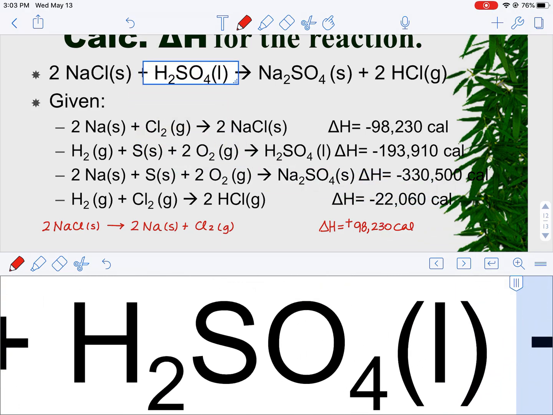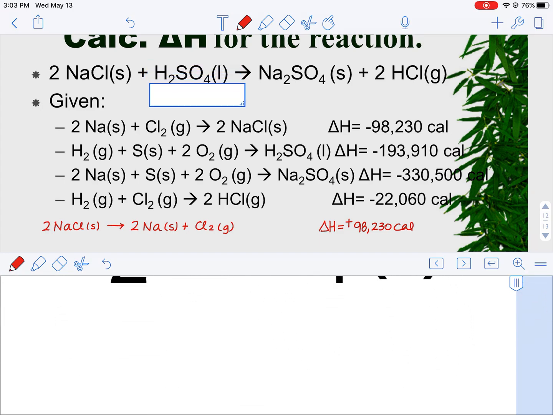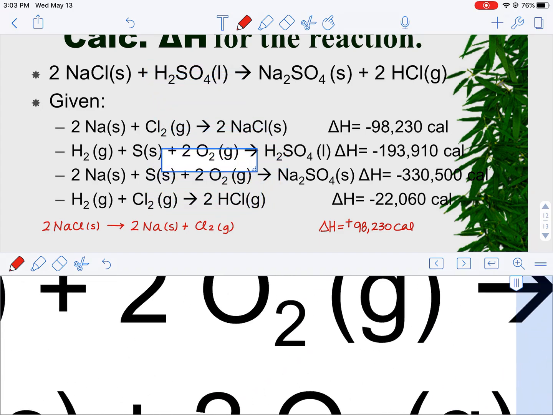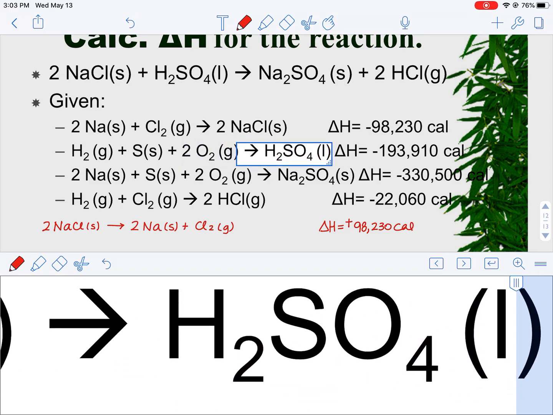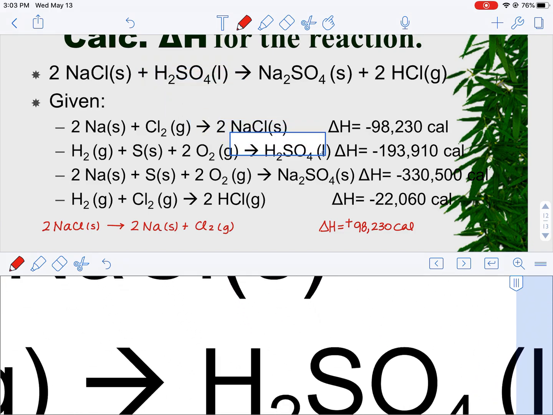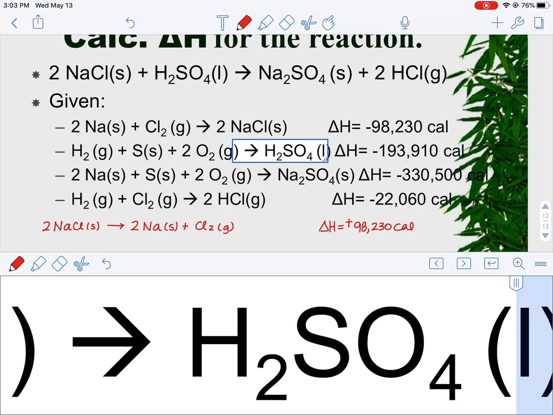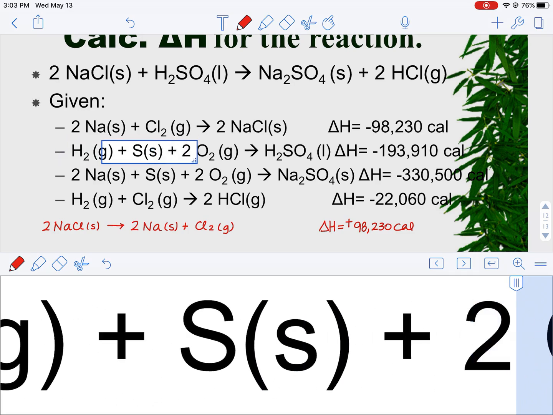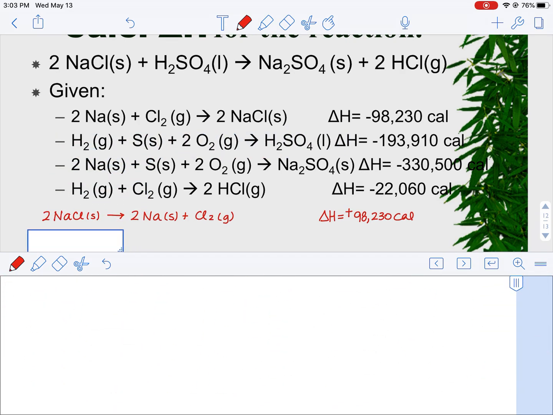Let's go back to our overall. The next species is H2SO4. Find where it is. Oh, here we go. It's in our second reaction of the mechanism. In the mechanism, it's a product. In the overall, I need it to be a reactant. The overall requires 1 mole of H2SO4. The mechanism produces 1 mole of H2SO4. So my only manipulation is going to be to reverse this reaction.